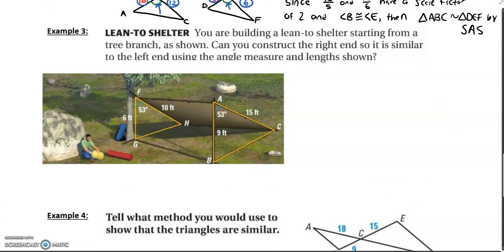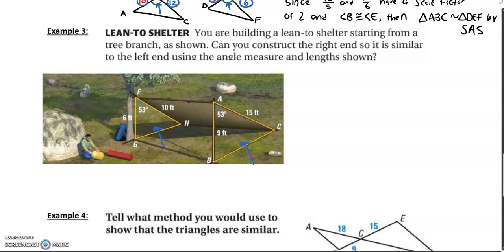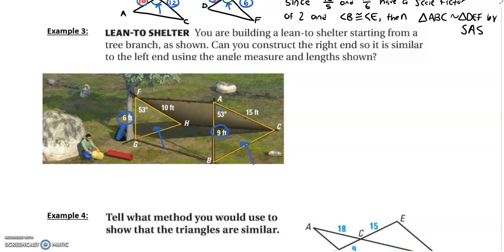So example 3 here has a picture of a lean-to shelter, which I'm not familiar with too much, but it looks like it's a good way to build some sort of shelter when you don't have much equipment. Nonetheless, the question here is essentially asking if the two ends of my lean-to shelter are similar to one another. So the way that we're going to test this is we're going to take the 2 smaller sides, 6 and 9, write them as a ratio. Take the 2 longer sides, 10 and 15, write them as a ratio. When I test out to see if they're equal to each other, I get 0.6 and I get 0.6.